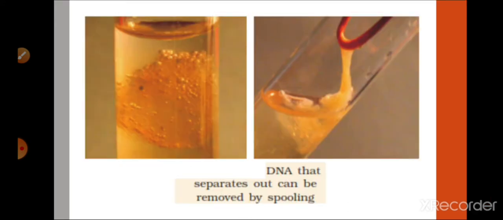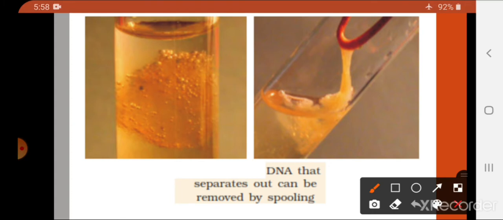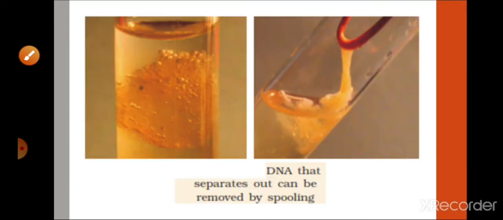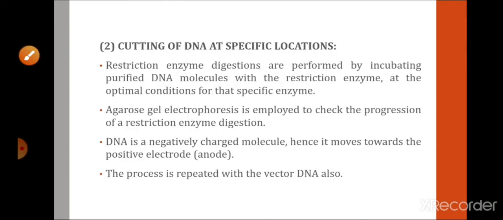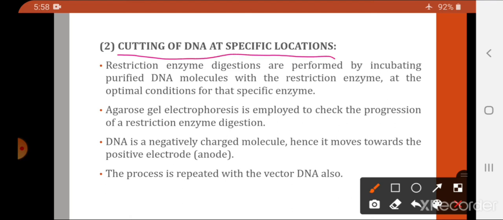See students, this is a diagram where you can see that DNA has been precipitated. This is the precipitated form of the DNA, and this DNA is then removed. Okay. Now the next step is the cutting of the DNA at specific locations. We know that to join the recombinant DNA and vector DNA, it is necessary to treat both DNAs with a specific enzyme, the restriction enzyme. So that is the cutting of the DNA at the specific locations.